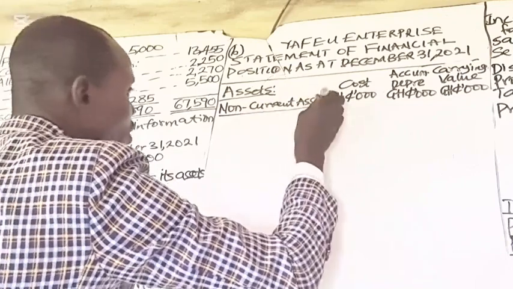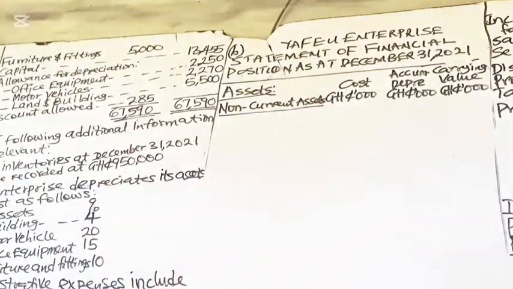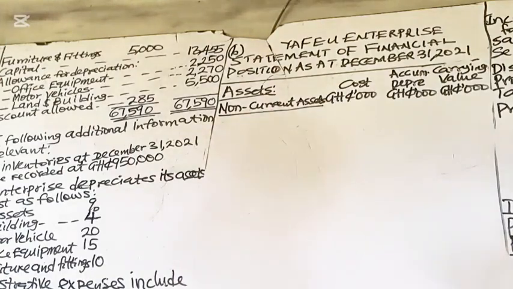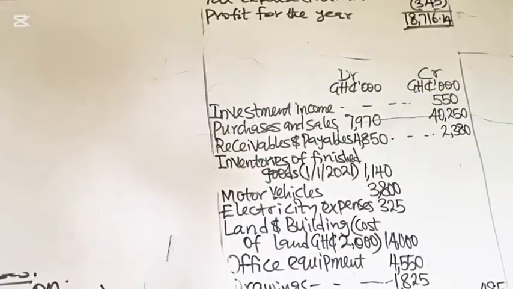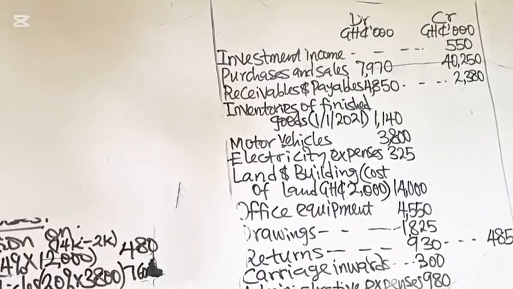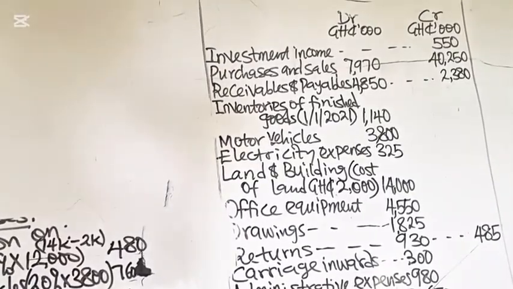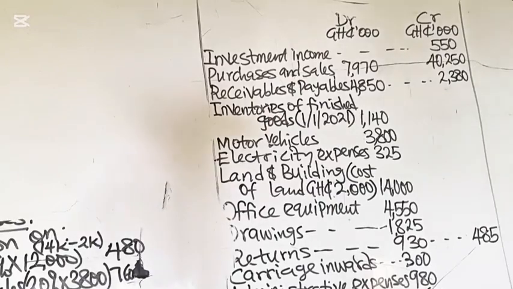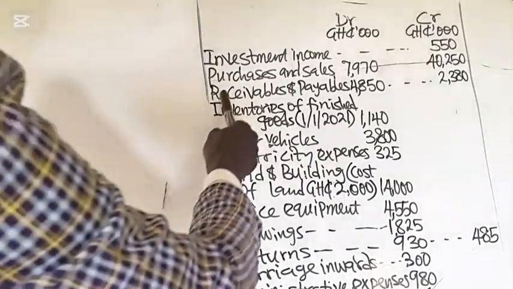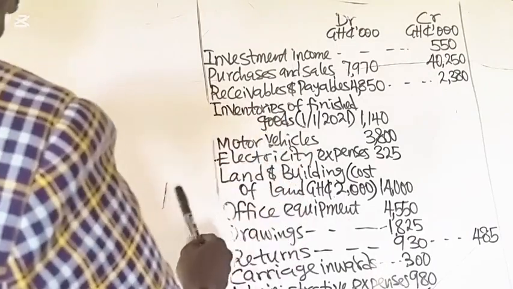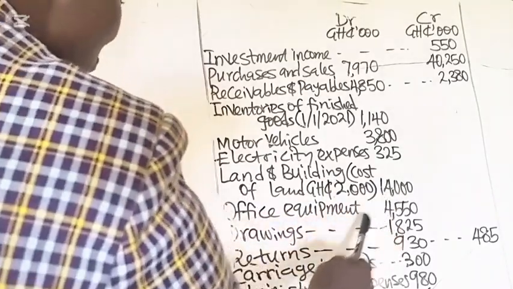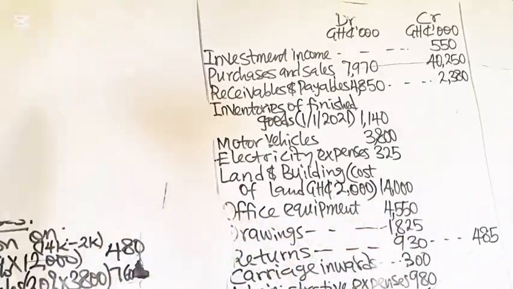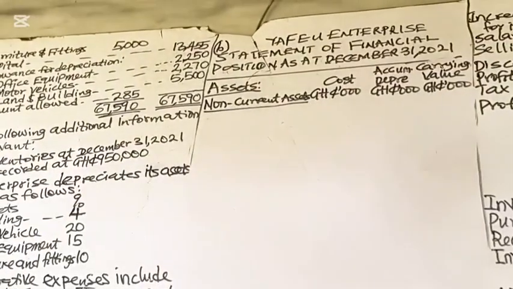The non-current assets to start with should be the property, plant, and equipment that is made in accordance with the provisions in IAS 16. IAS 16 deals with property, plant, and equipment. If you run your eyes through the trial balance, receivables is a current asset. Then you have motor vehicle 3,800, land and building 14,000, office equipment 4,550. Now, let's record those three assets first at their cost.